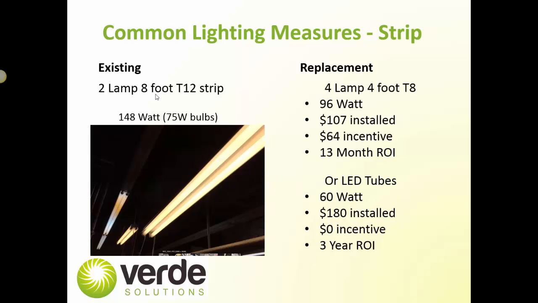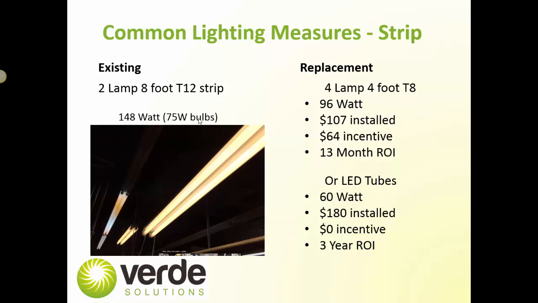Here's your strip fixture that you'll see in a lot of industrial facilities. You'll see them in a lot of retail, older retail type stores as well. So these come in 8-foot fixtures a lot of times. And so this is an example of a two lamp, 8-foot T12 strip. And so this uses 148 watts. In this example, we're using 75 watt bulbs.